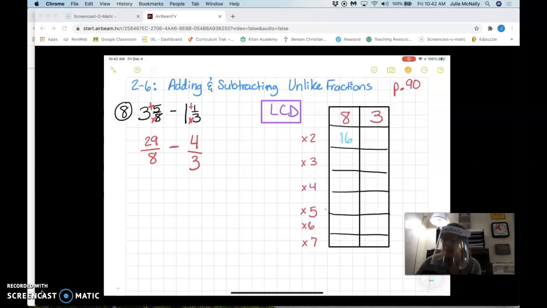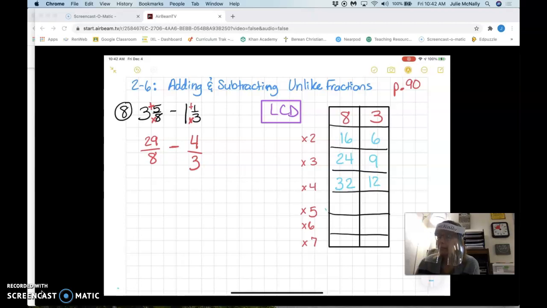2 times 8 is 16. Yep. And 2 times 3 is 6. Good. Keep going. 8 times 3 is 24. Yep. And then 3 times 3 is 9. Mm-hmm. And 4 times 8 is 32, and 4 times 3 is 12. Good.